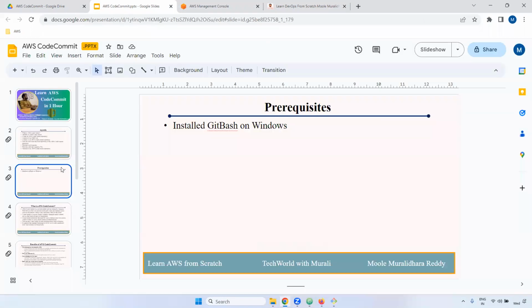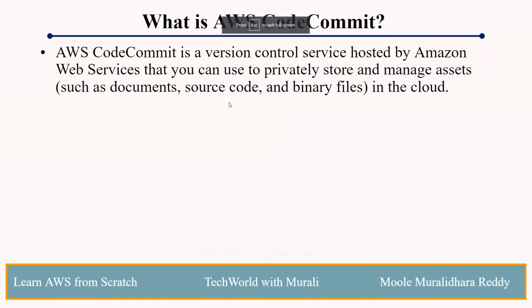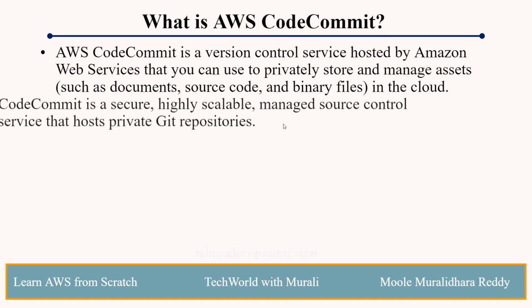The next step is, what is AWS CodeCommit? AWS CodeCommit is a version control service. Remember, AWS CodeCommit is similar to GitHub, GitLab, and Bitbucket, but here it is a service hosted by AWS. Using AWS CodeCommit, we can store data privately. You can store any type of data, for example documents, source code, and binary files, in that particular cloud.